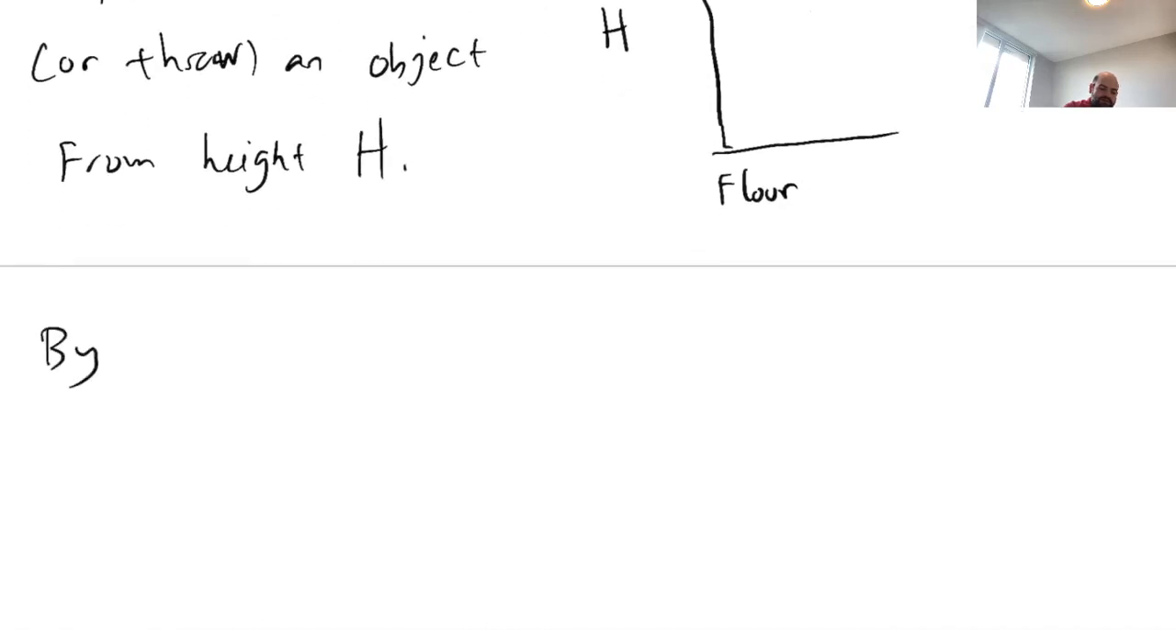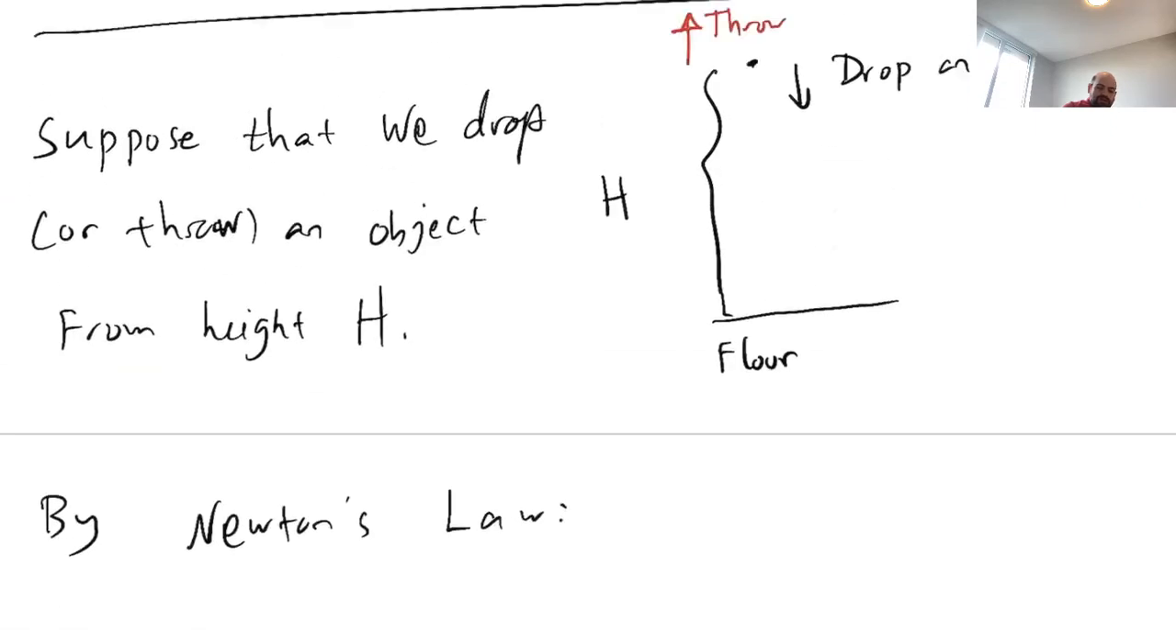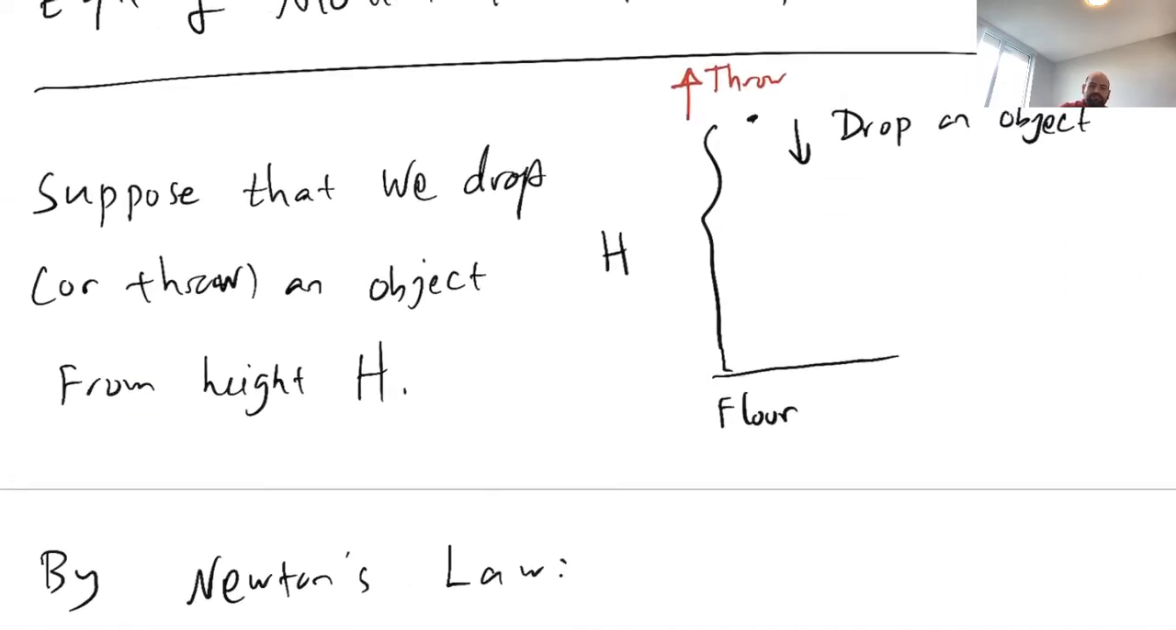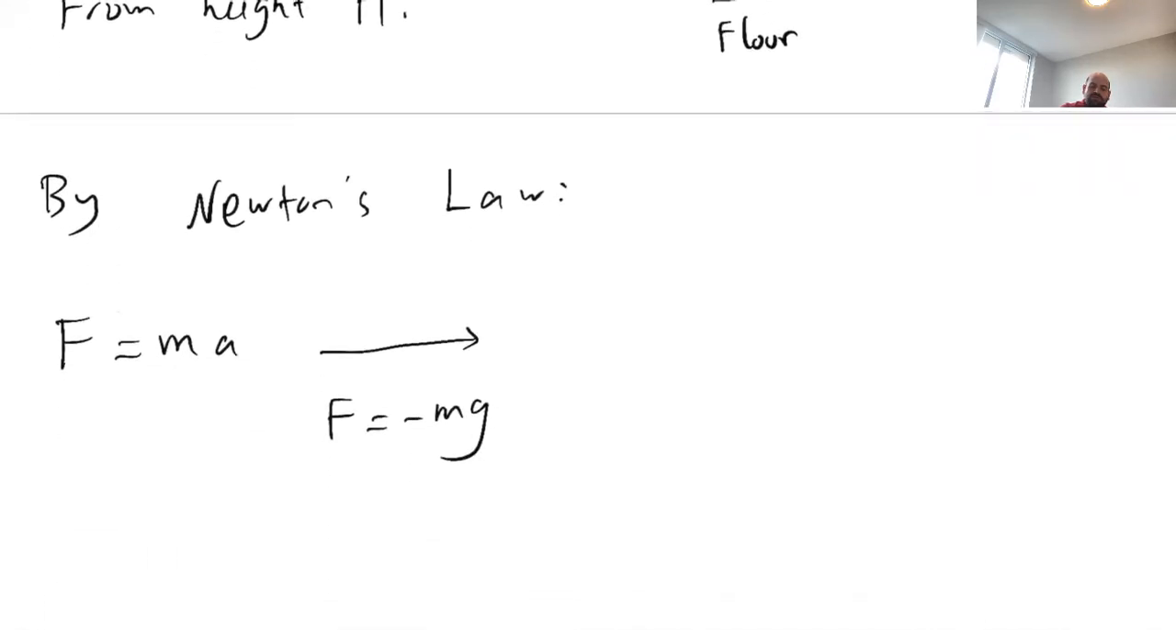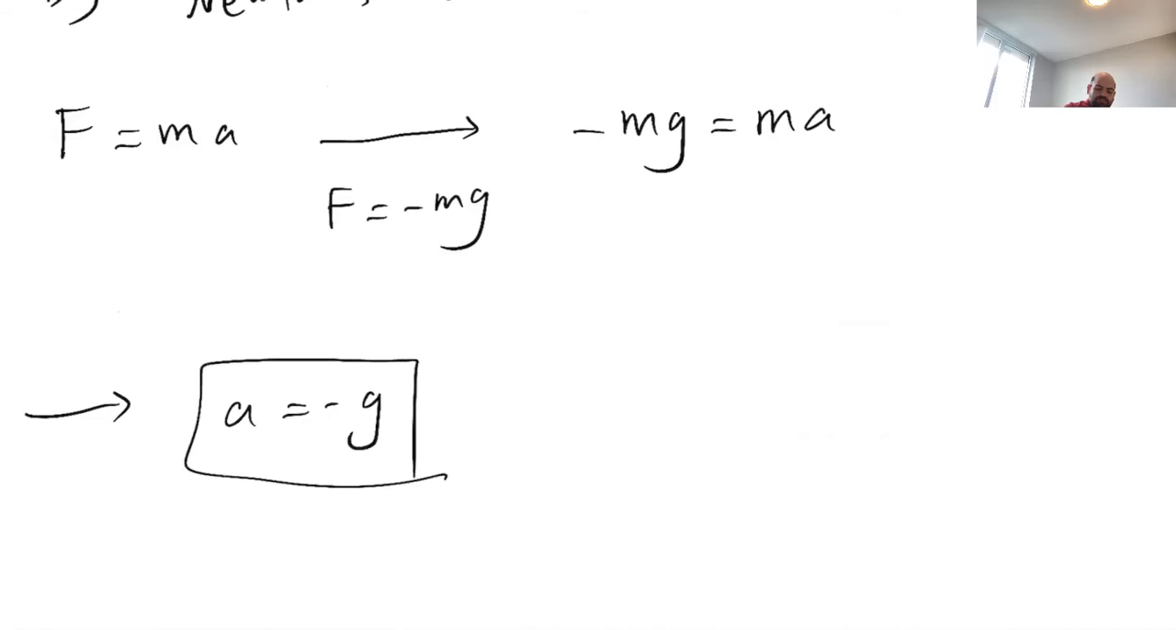Then by Newton's law, what does Newton's law say? It says F is equal to ma. And what is F? The gravitational force is minus mg, right? Gravitational force is minus because it's downward. So downward means minus. So minus mg equals ma. And that gives the acceleration. Acceleration equals minus g, which is almost equal to 9.8 meters per second squared.